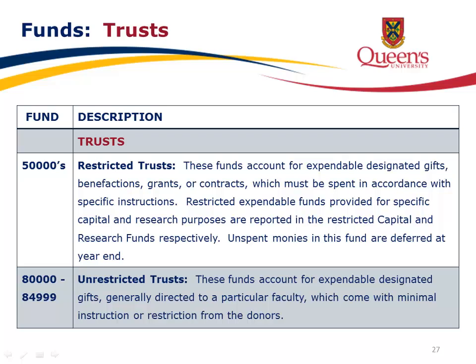Funds beginning with 80,000 through 84999 are unrestricted trusts. These funds account for expendable designated gifts generally directed to a particular faculty, which come with minimal instruction or restriction from the donors.